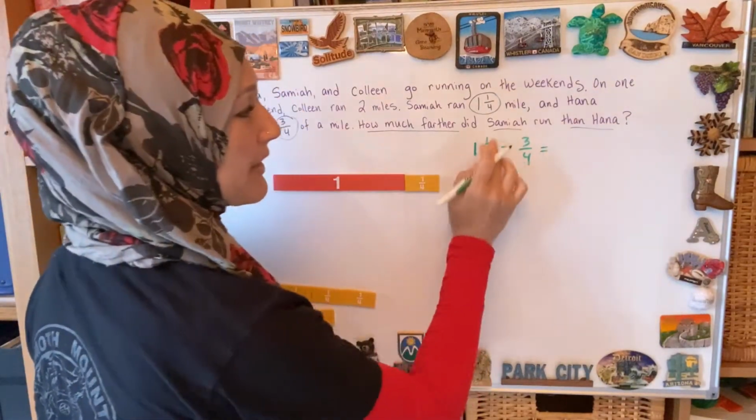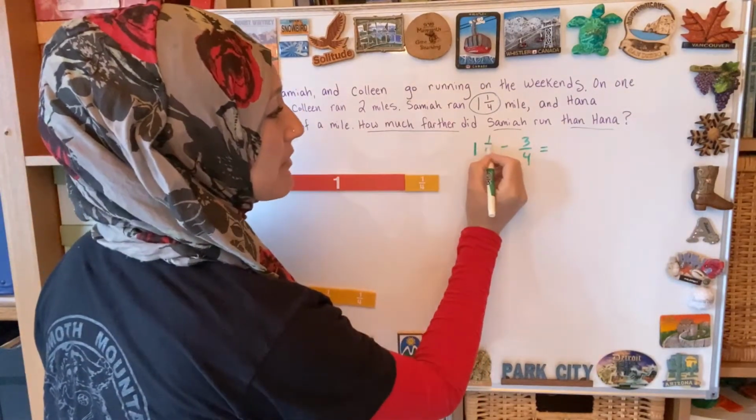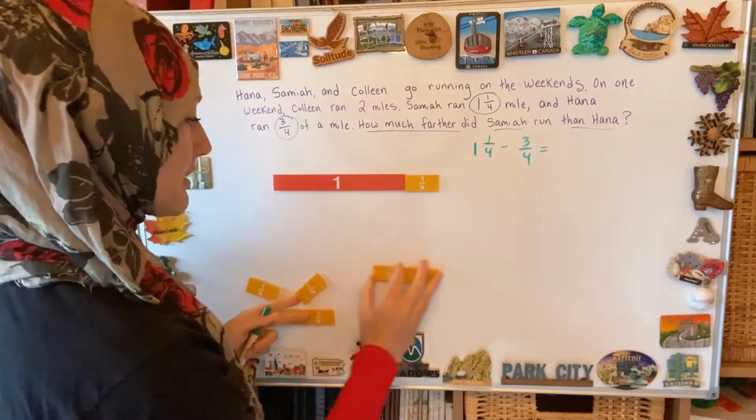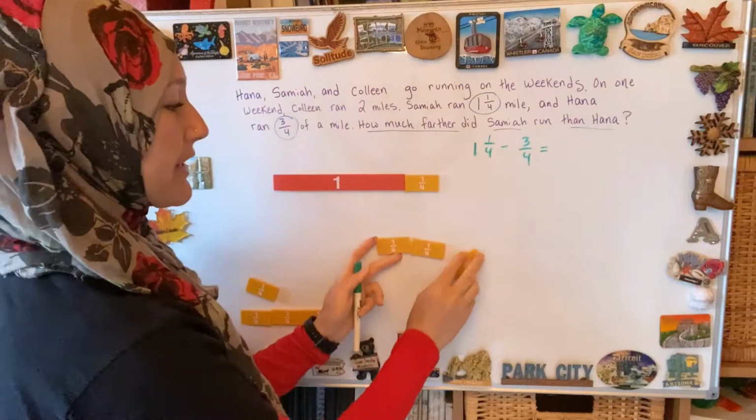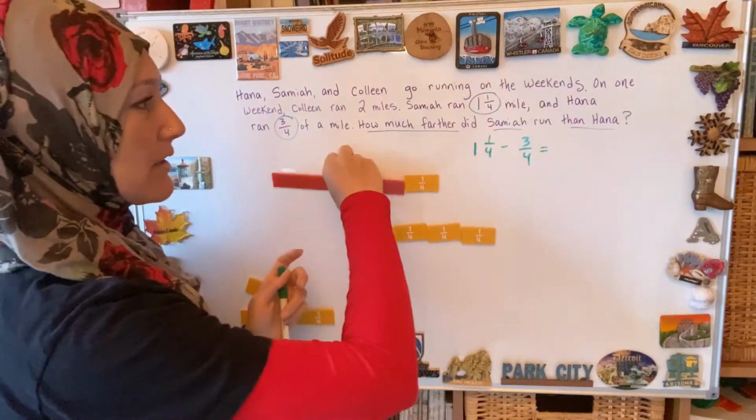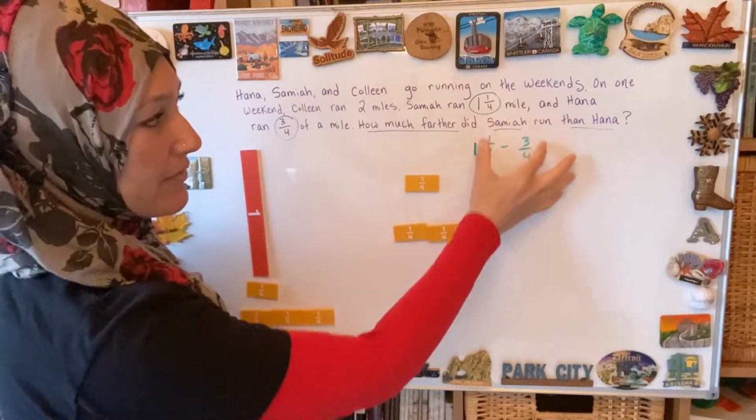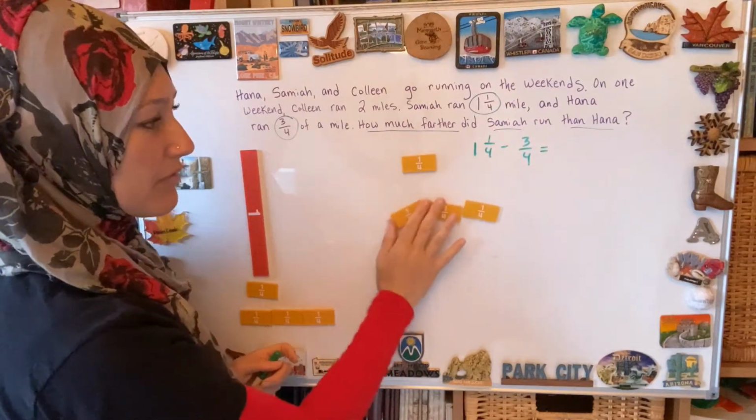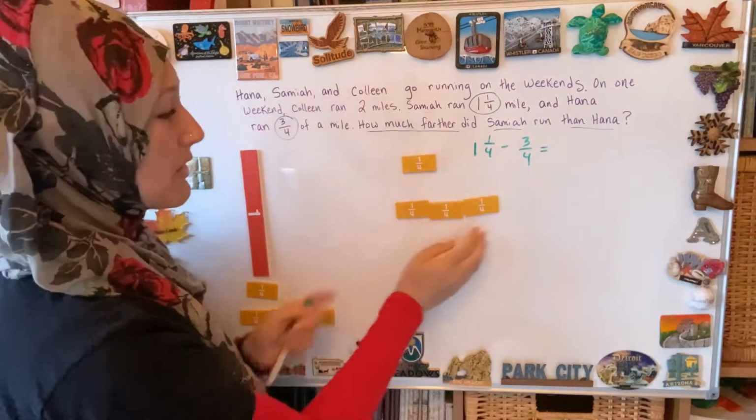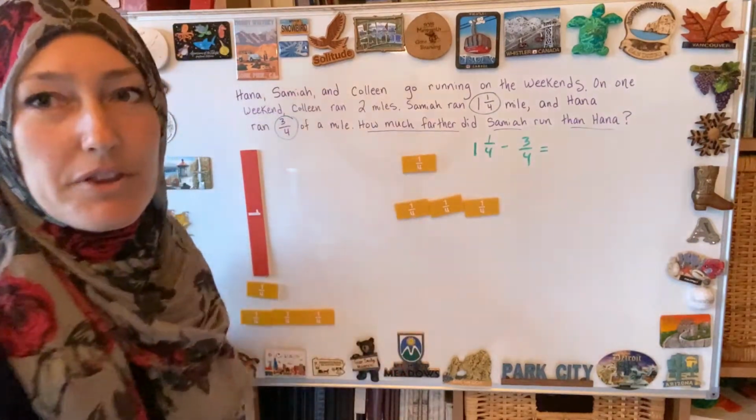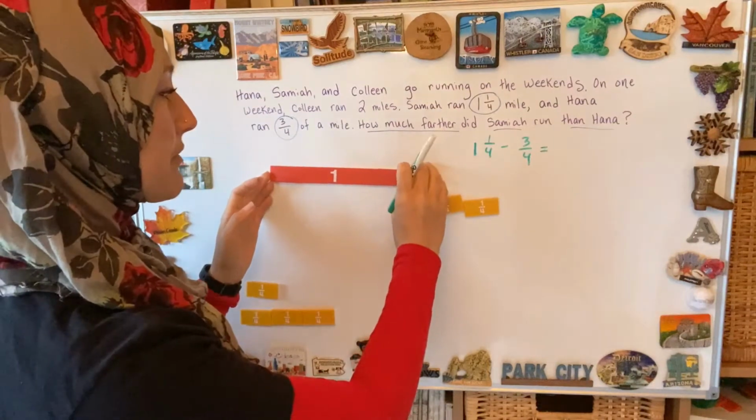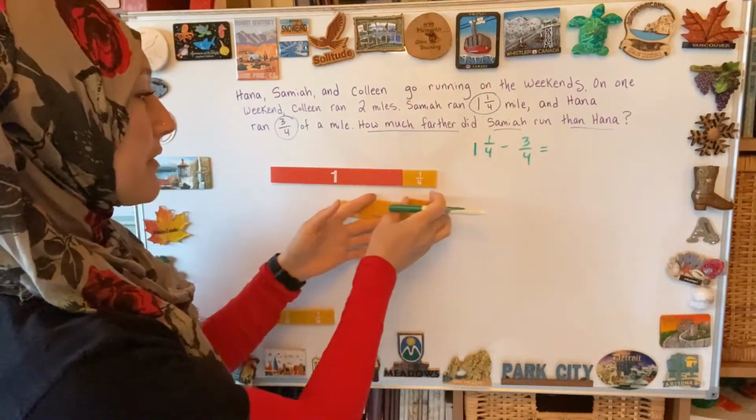So how do I do this if I have a 1 minus 3? This is like saying, if I'm only talking about my fractions, because when we do this, we talk about fractions first and then the whole numbers. Can I take 3/4 away from 1/4? I can't do that. So what do I do? Now what I have is a 1/4 here, and I have a 3/4 here.